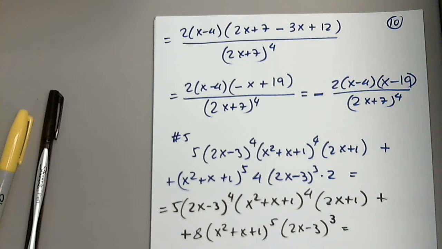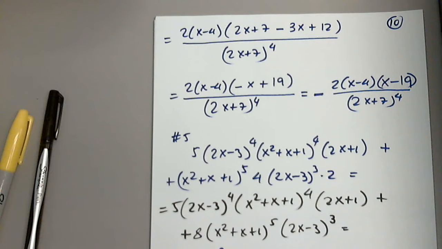Okay. Now I'm going to ask myself, what do these two terms have in common? I can no longer say that they have a common factor in front, because 5 and 8 have no common factor. I see 2x minus 3 to the 4th in the first term. Do I have a 2x minus 3 in the second term? Yes. Which power is the smallest of the two? So I have 2x minus 3 to the 3rd.